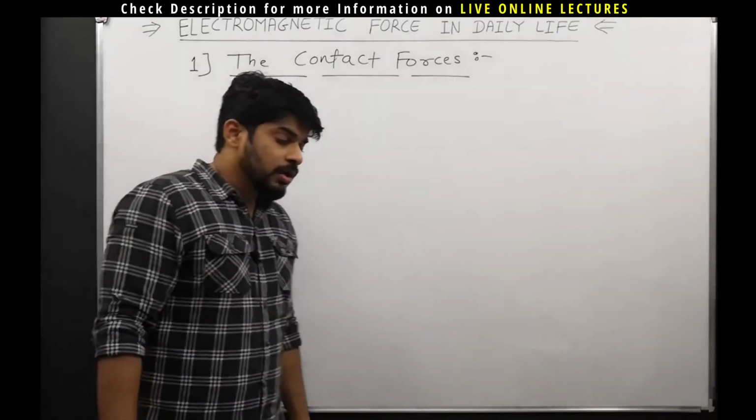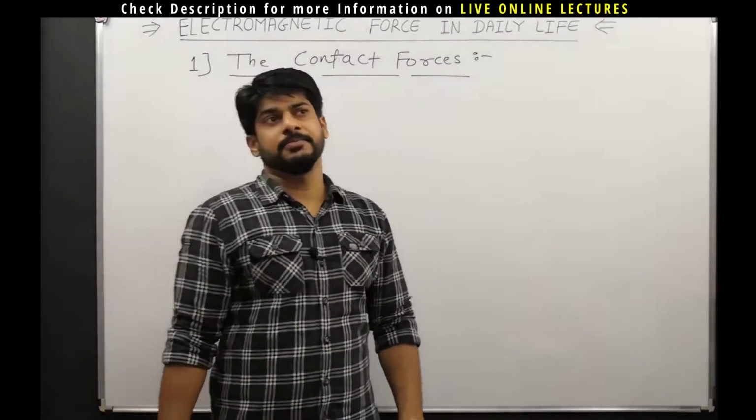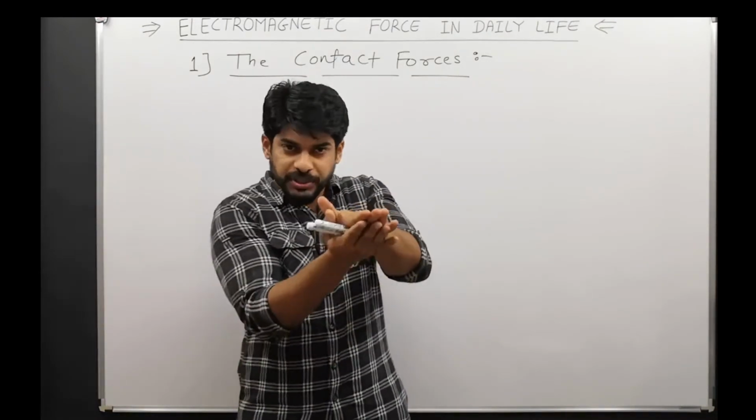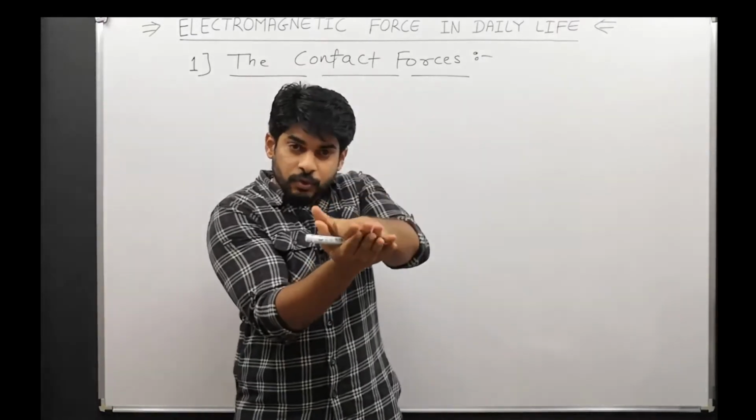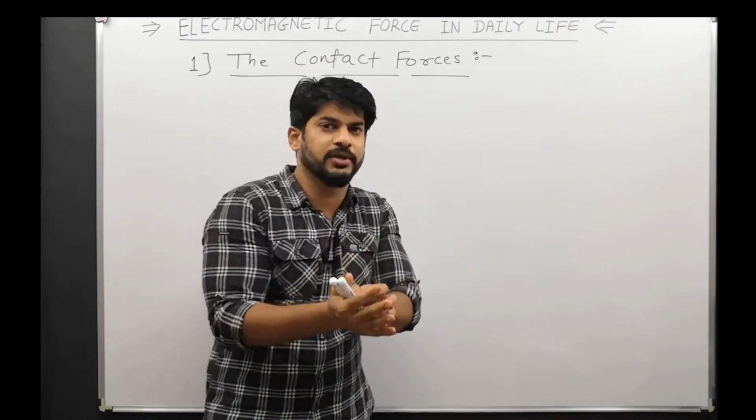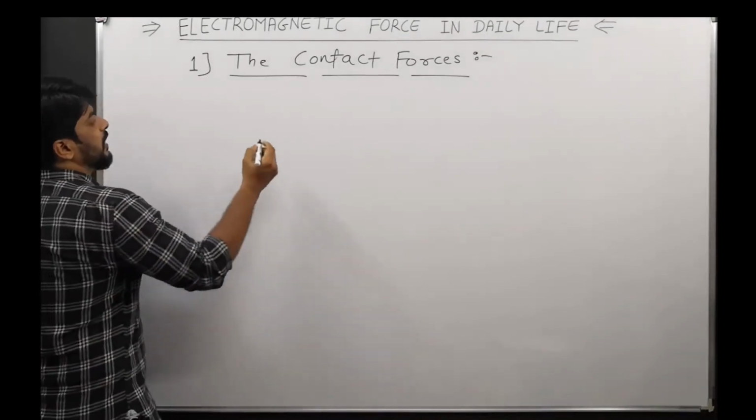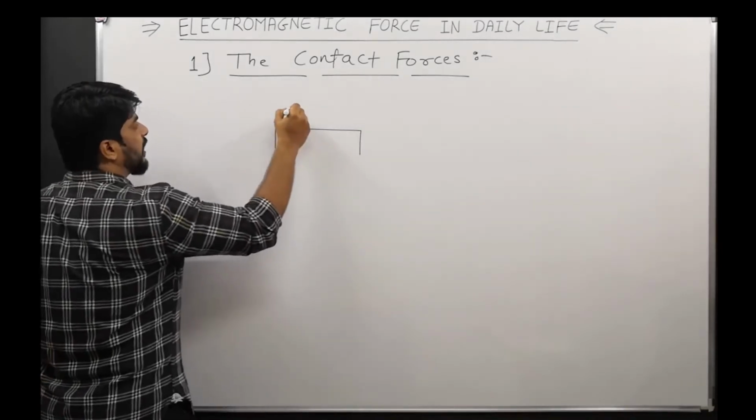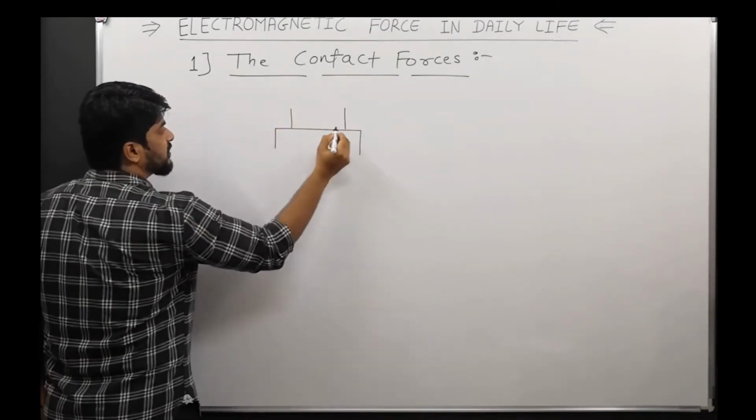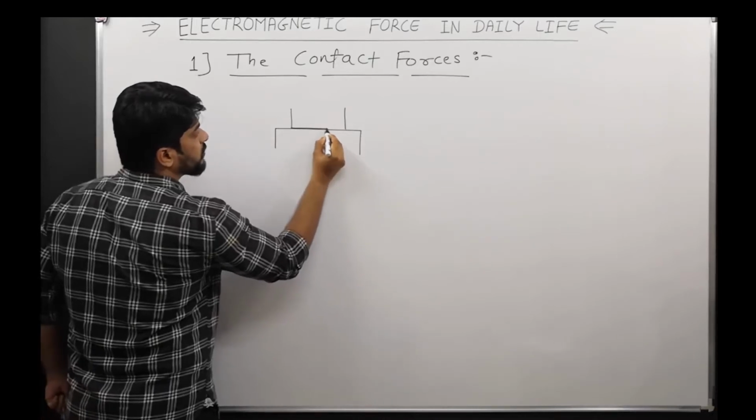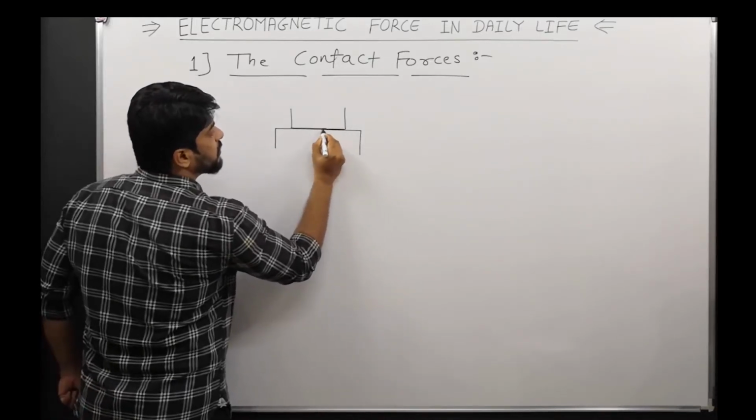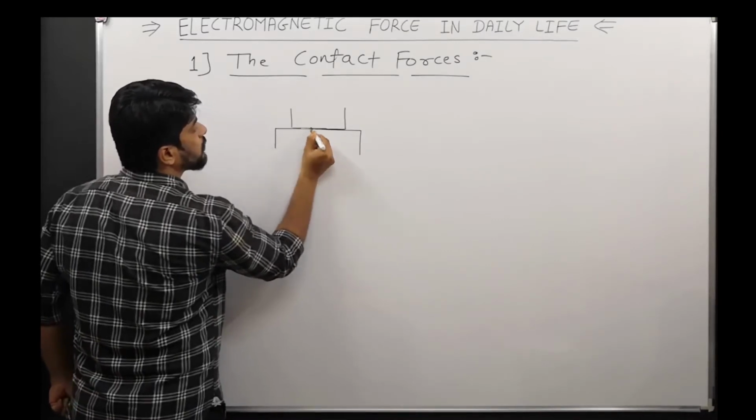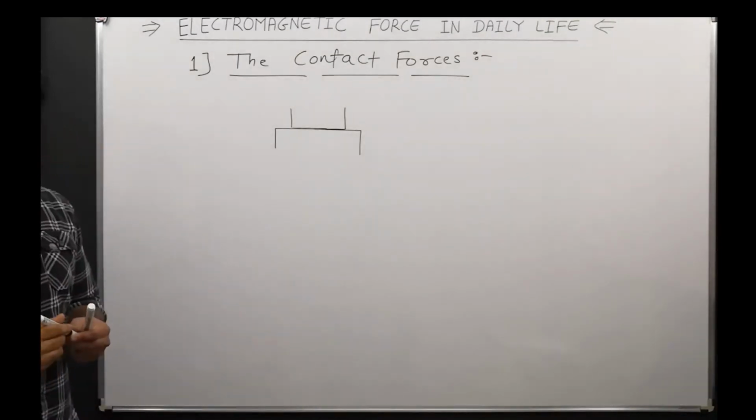Now, just now I said that contact forces always come into play when two objects or two surfaces are in contact. For example, I will show you here. Let's say the two surfaces of the two objects are in contact. Let's say, for example, this is a second object placed on the first object. So here are two objects placed on one another. Here you can see two objects in contact.